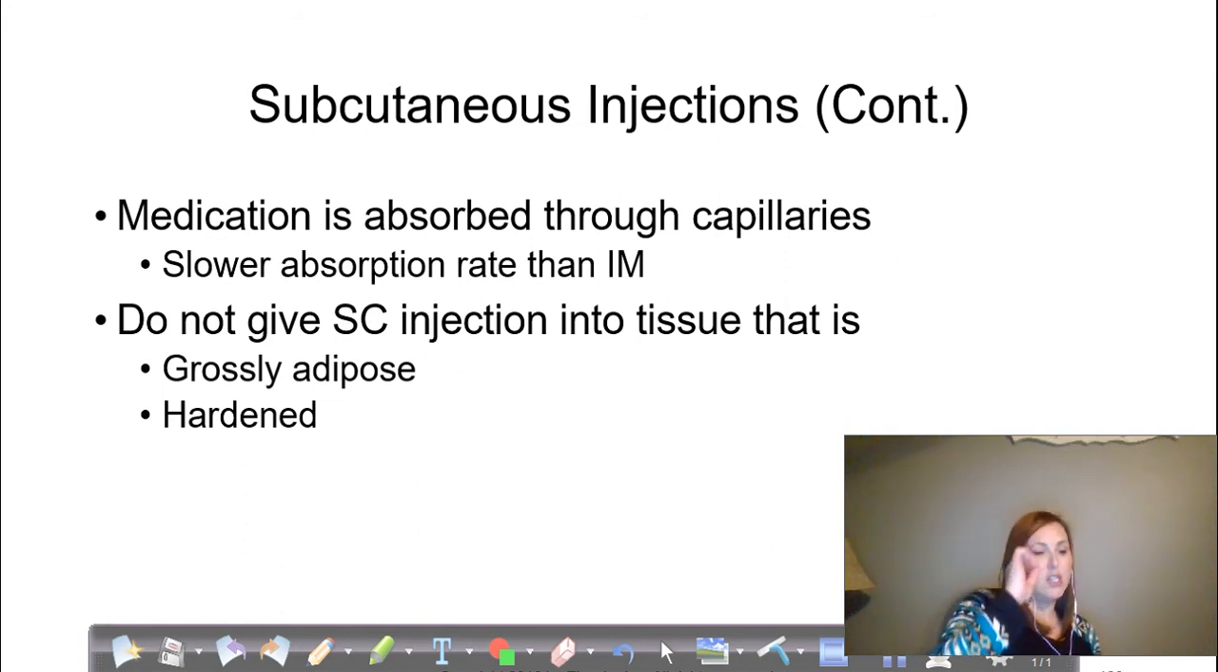So when you give a medication via the sub-Q route or subcutaneous route, the medication is absorbed through the capillaries. Remember, those are those little tiny continuations of the arterioles, and they absorb slower than intramuscular. So that's why it's nice to give insulin this way, so it's a nice, slow, constant, steady absorption. You never want to give an injection subcutaneously into tissue that's grossly adipose or hardened. Hardened tissue isn't going to absorb very well, and adipose tissue isn't going to be a good choice either. So you want to avoid those areas.